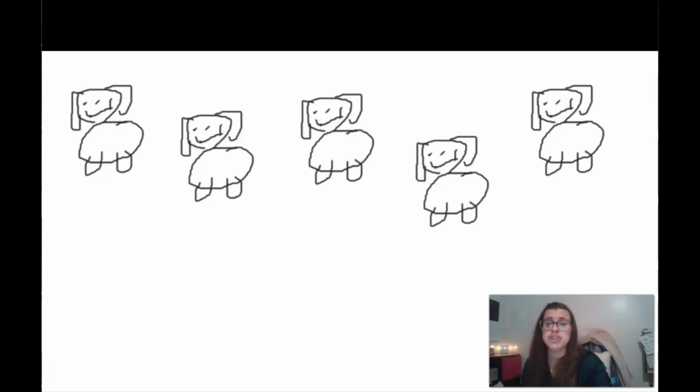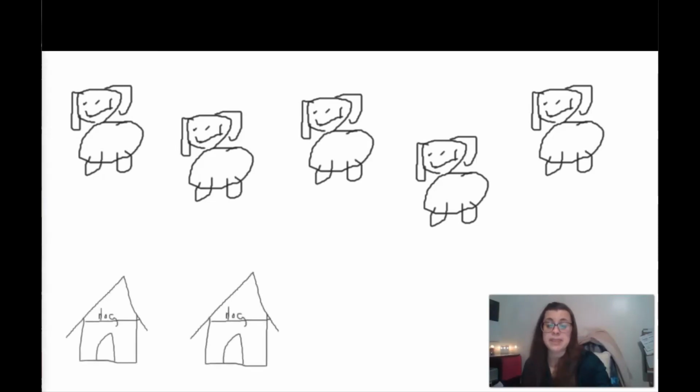Now, I want you to draw dog houses so there are fewer dog houses than dogs. I knew that I had 5 dogs, so I know 5 is a bigger number than 2, so I drew 2 dog houses. That means I have fewer dog houses than dogs.